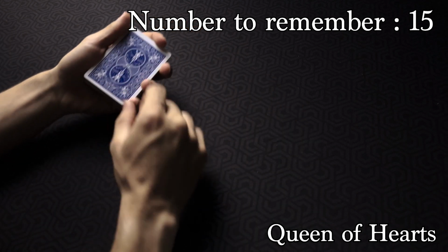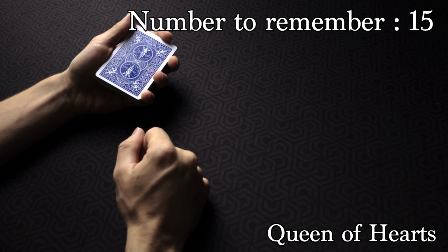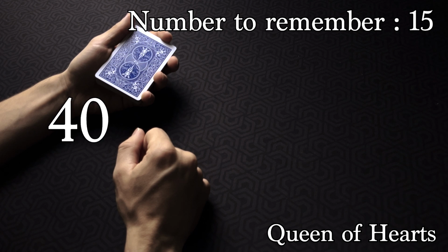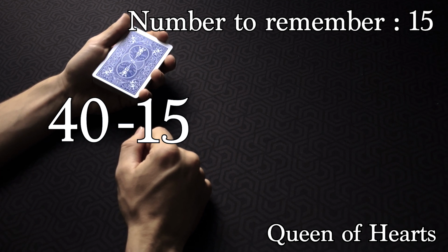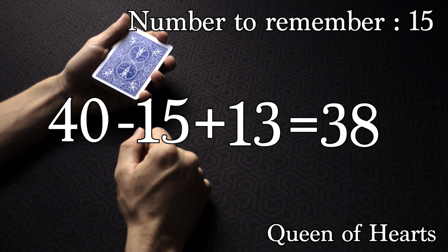When you have all the cards in your hand, here's how to find the card of the spectator. At the beginning of the trick, the spectator gave you the number 15. Here's the equation that you will use to find his card. Start with 40, then subtract the number that the spectator gave you earlier, and then add 13. 40 minus 15 plus 13 equals 38.